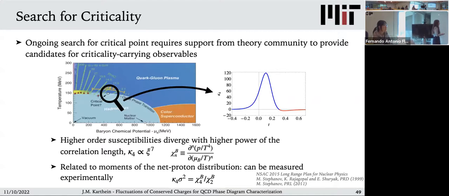And so these are the higher order moments. The reason that we want to go for the higher order moments is that the correlation length diverges at the critical point, and the higher you take the susceptibilities, the higher the power of the correlation length they scale with. Again, these susceptibilities are just derivatives of the pressure with respect to different chemical potentials, here the baryon chemical potential, and can be related to the experimental moments if we take these mass ratios.